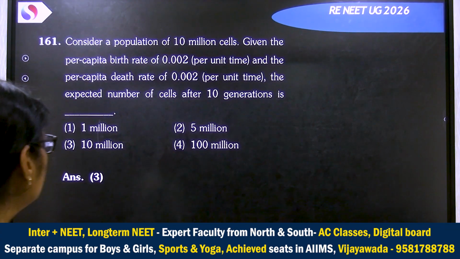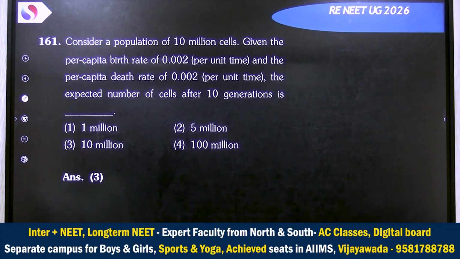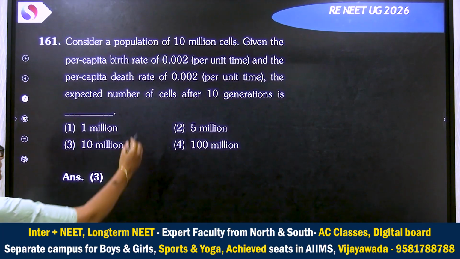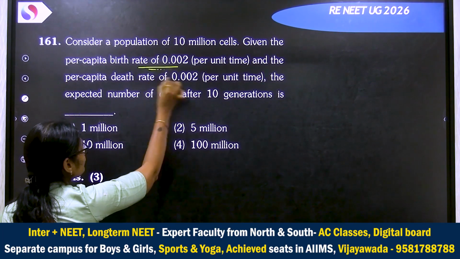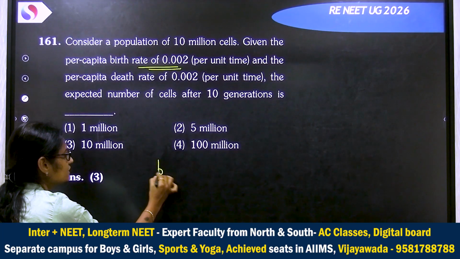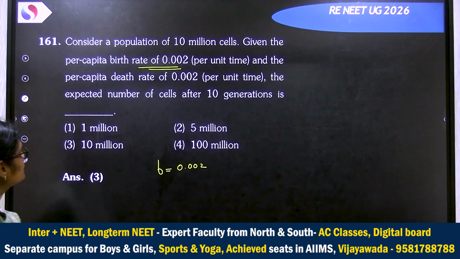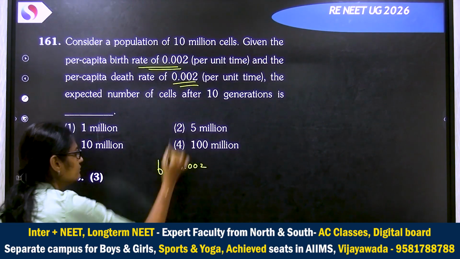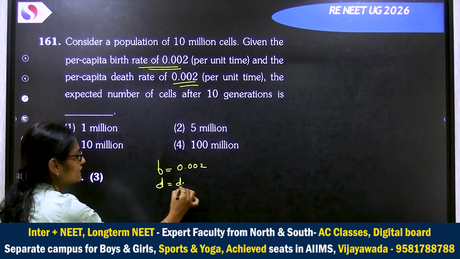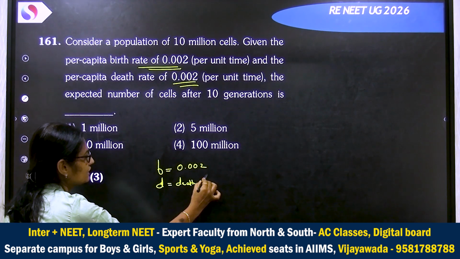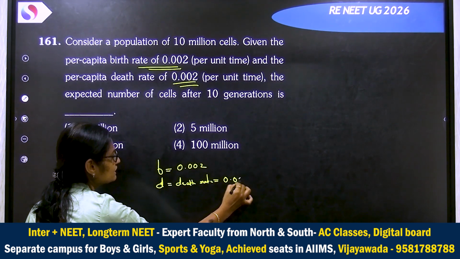Question number 161. Consider a population of 10 million cells. Given the per capita birth rate and the per capita death rate of 0.002 per unit time, what is the expected number of cells after 10 generations? The per capita birth rate is represented with B, and B is equal to 0.002. The death rate per capita is again the same. D represents the death rate, and they gave 0.002.